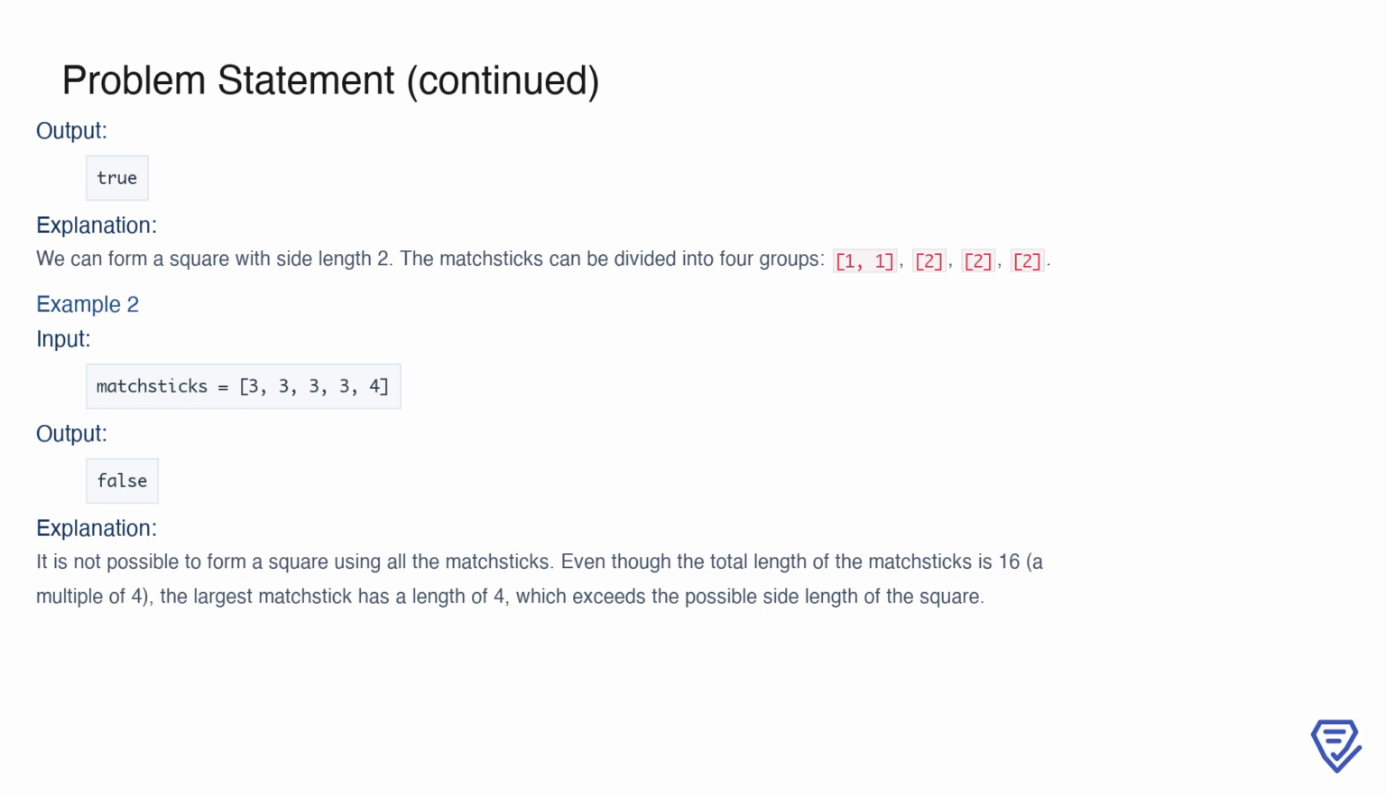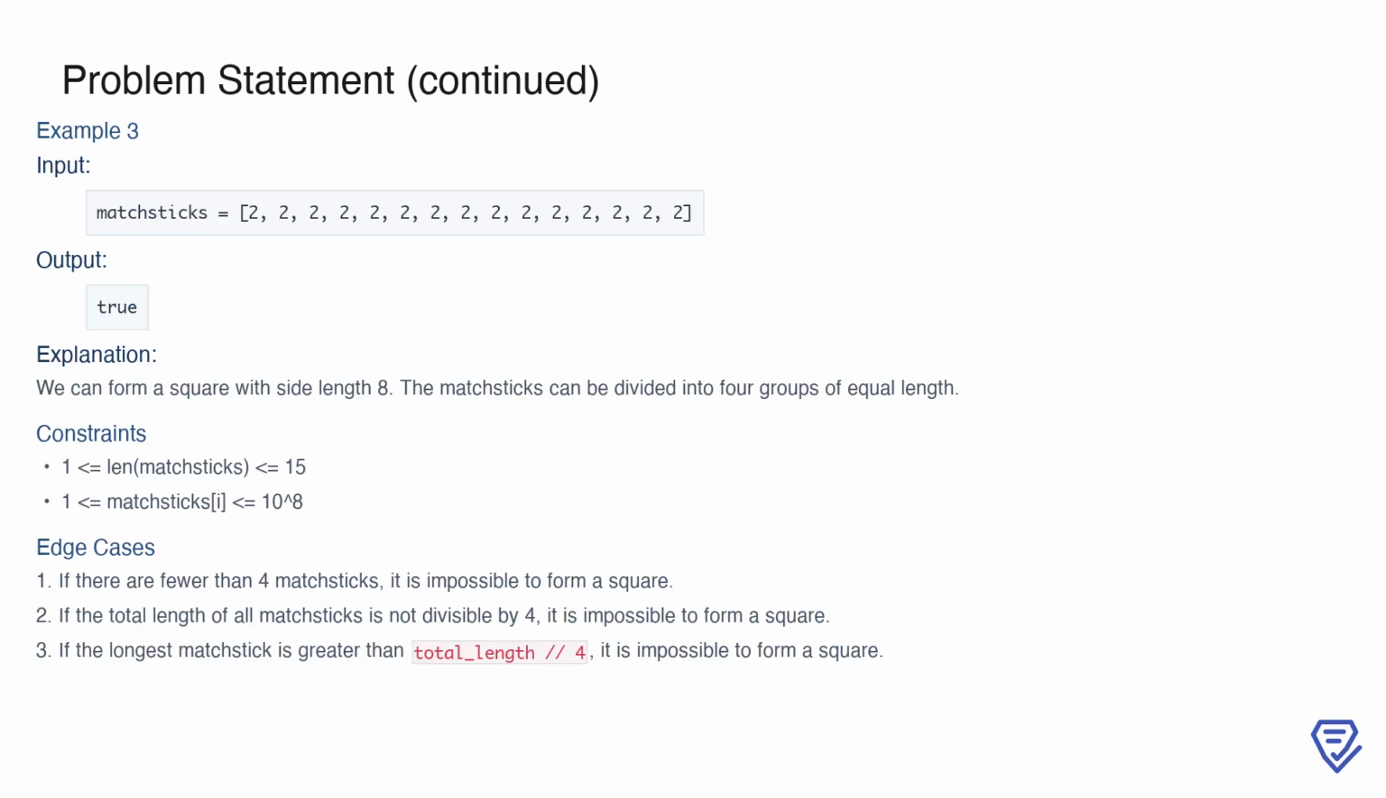making it impossible to use all the matchsticks to form the square. Now, let's look at a more complex example with the input 2, 2, 2, 2, 2, 2, 2, 2, 2, 2, 2, 2, 2, 2, 2. In this case, the output is true. We can divide the matchsticks into 4 groups of equal length, resulting in a square with a side length of 8. This demonstrates that even with a large number of matchsticks, forming a square is possible as long as the conditions are satisfied.